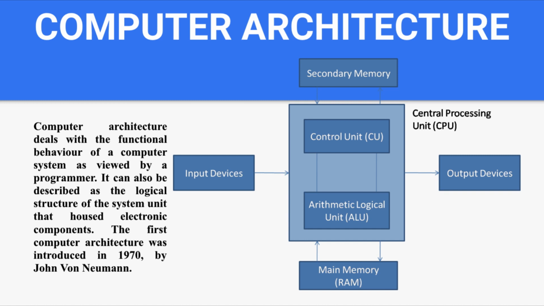This architecture is characterized by the use of a single memory unit to store both data and program instructions. 2. Sequential execution. Von Neumann architecture also brought the idea of sequential execution, where instructions are processed one after the other. This sequential flow is fundamental to how computers operate today.